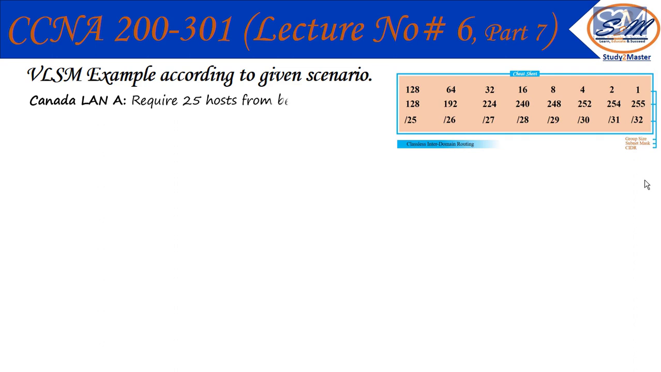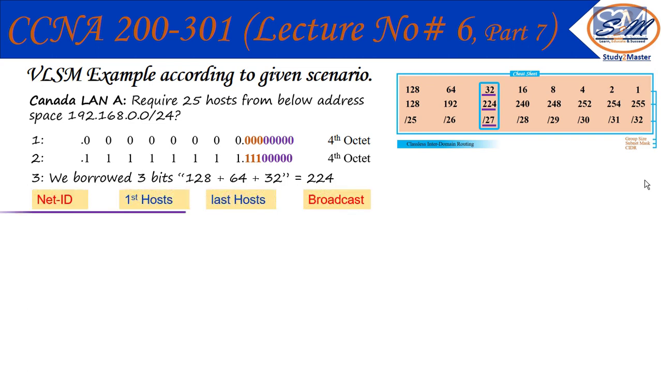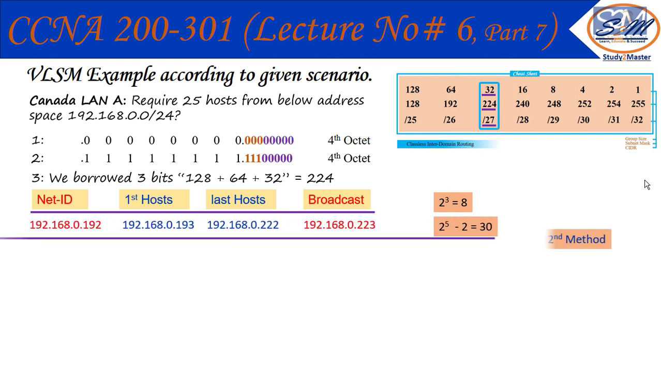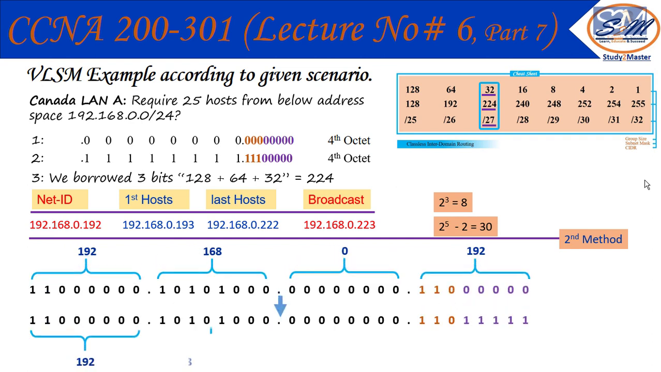Canada LAN A requires 25 hosts from the below IP address, 192.168.0.0/24. Here we borrowed 3 bits. 128 plus 64 plus 32 is equal to 224. So 2 to the power of 3 is equal to 8. It means we have 8 networks. 2 to the power of 5 minus 2 is equal to 30. Each network will have 30 usable hosts.